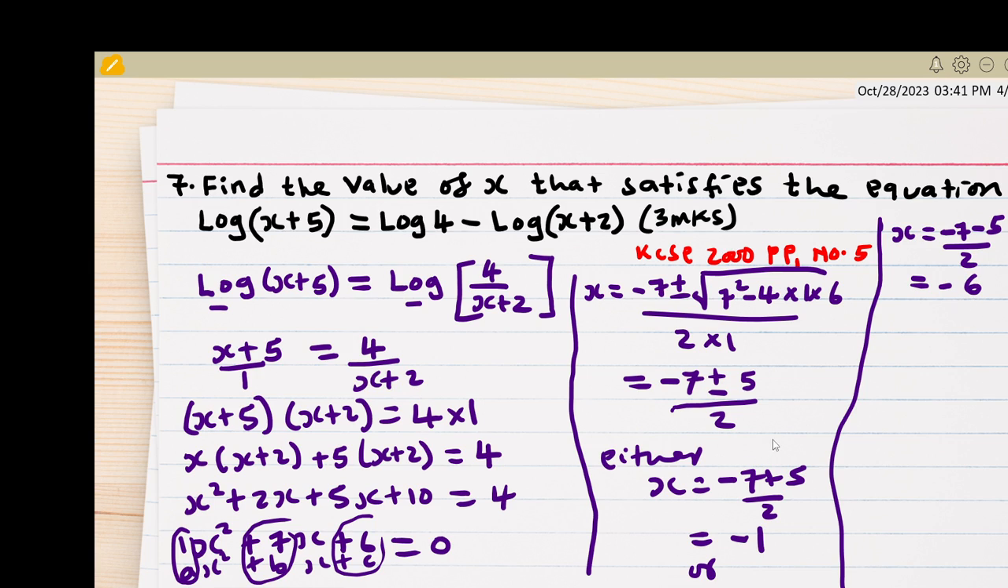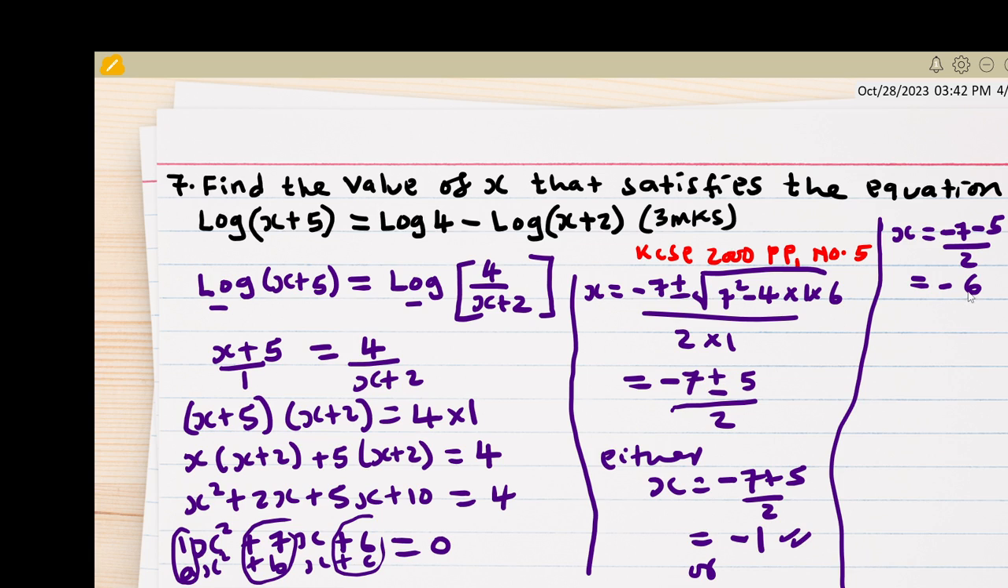Now from these two values we need to determine whether all of them are defined. If I try with negative 1, if you substitute negative 1 here, this will be negative 1 plus 5, which will give you positive 4. So logarithm of positive 4 is defined. Then if I substitute x as negative 1, this will be negative 1 plus 2, which will be positive 1. Logarithm of positive 1 is defined. So that means x equals negative 1, this solution is defined.